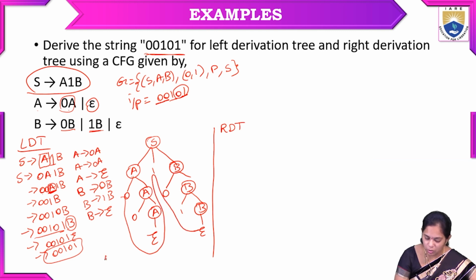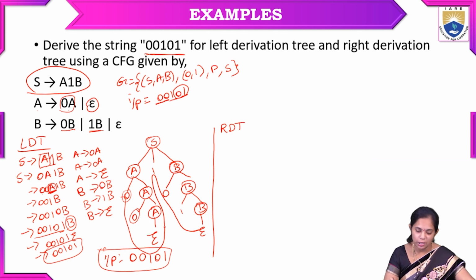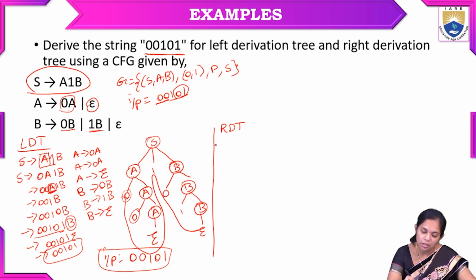Let's read this from left to right. Here we got the input string 0, 0. Let's leave this epsilon symbol and read all the leaf nodes. These are called the leaf nodes: 1, 0, 1. So we got the input string from the leftmost derivation tree. Like that we will also construct the rightmost derivation tree.